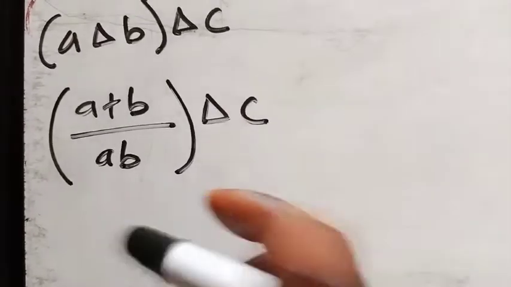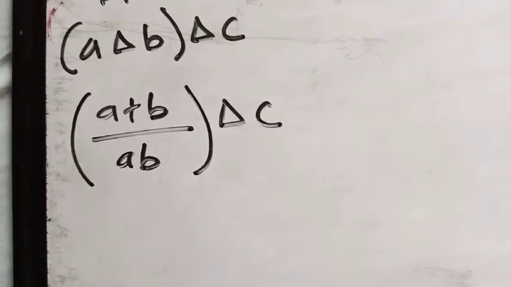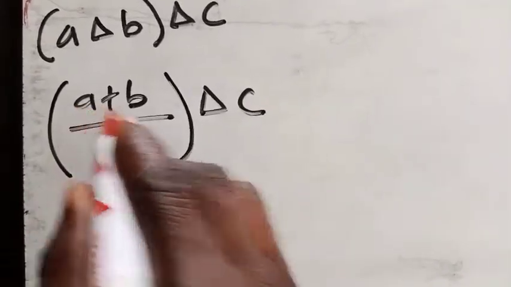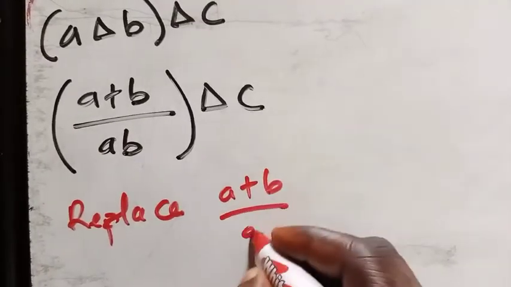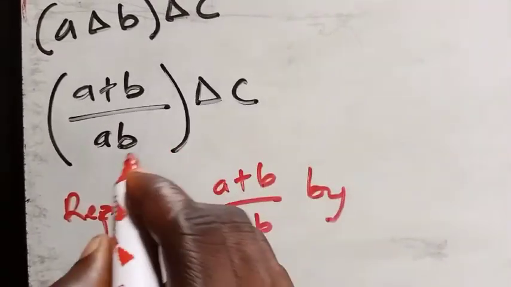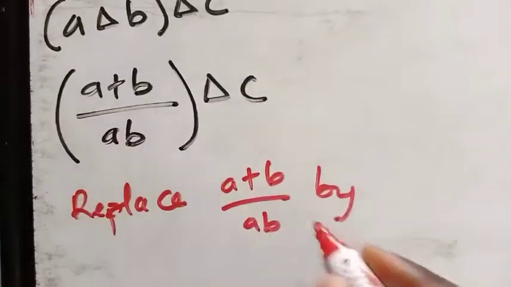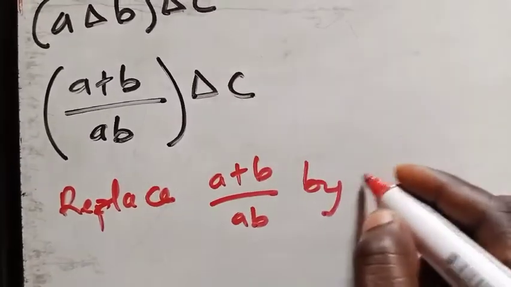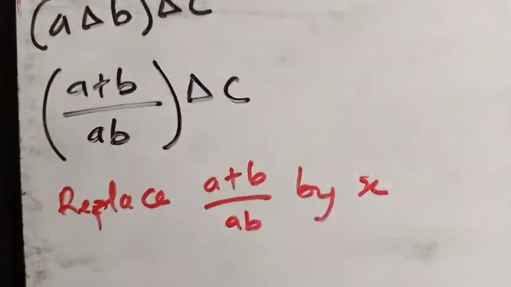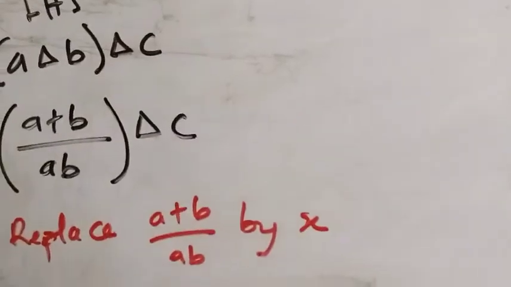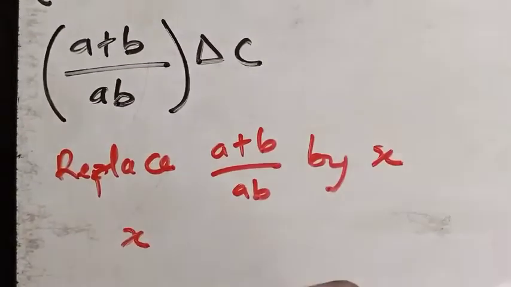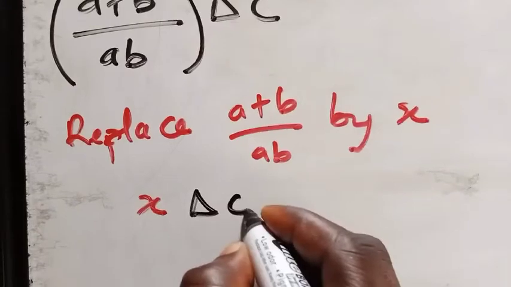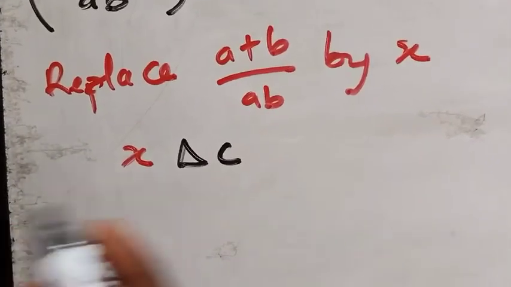So if this worries you, I will advise you to replace everything in this bracket, that is A plus B over AB, by a different letter apart from the ones used here. Any letter of your own choice. I will go for x, because x is not here. If I replace that one, we are going to have x operation C, so that you can see things simple.